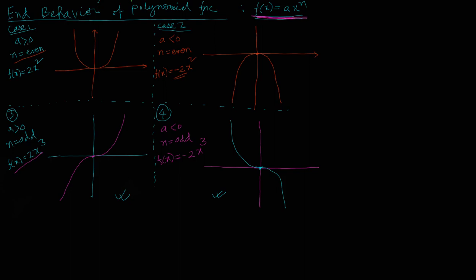Case 1, if a is greater than 1 and n is even, the example is f(x) = x squared, and this is a simple parabola. And if a is less than 1, the parabola opens down, and so on. So I just want you to see these four different cases and the four different shapes. In this video we'll try to understand not only a power function, but a polynomial function.